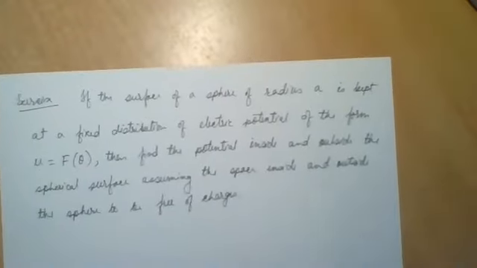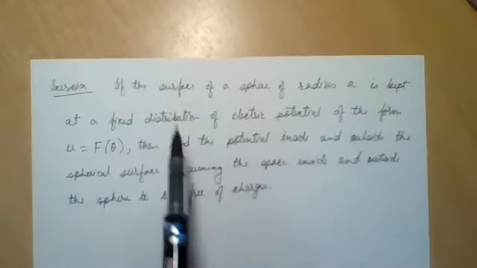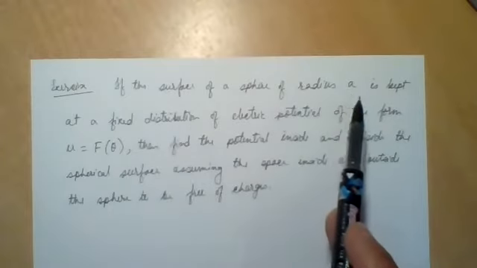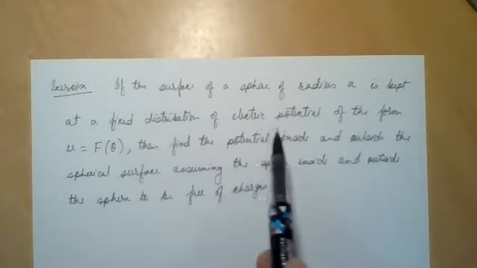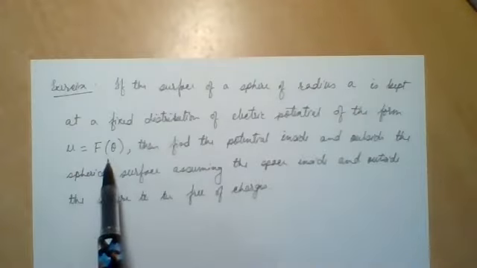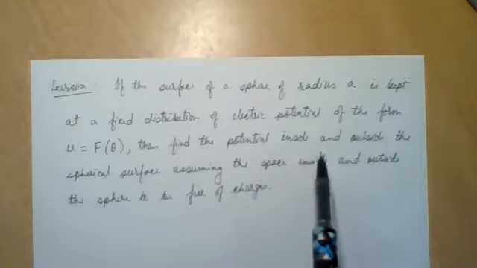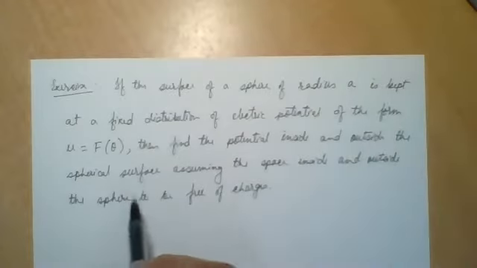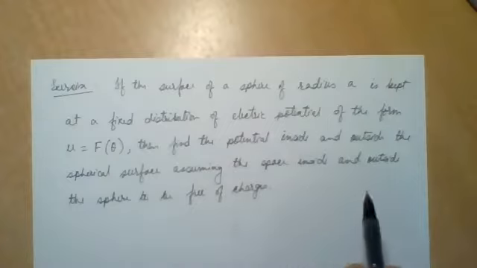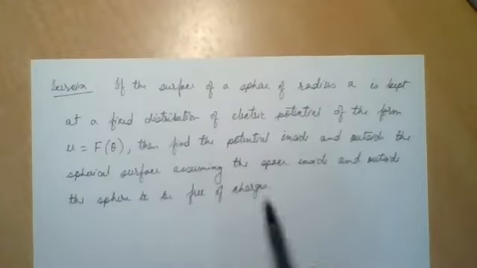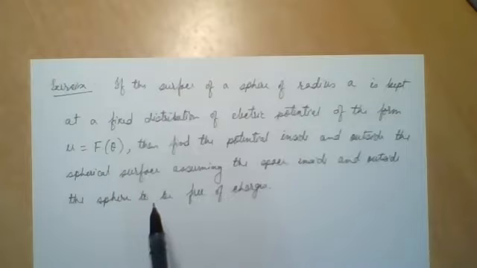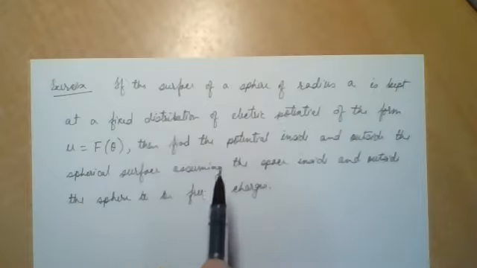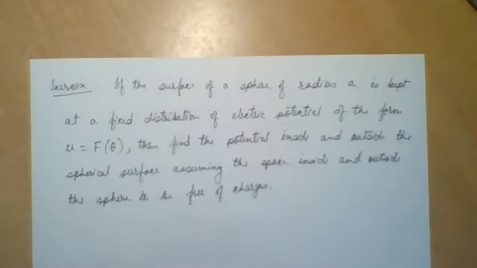So let me read out the problem once again. If the surface of a sphere of radius small a is kept at a fixed distribution of electric potential of the form U equal to F of theta, then find the potential inside and outside the spherical surface, assuming the space inside and outside the sphere to be free of charges. We can see from this particular given question that the distribution is independent of phi. Okay, so there is azimuthal symmetry.